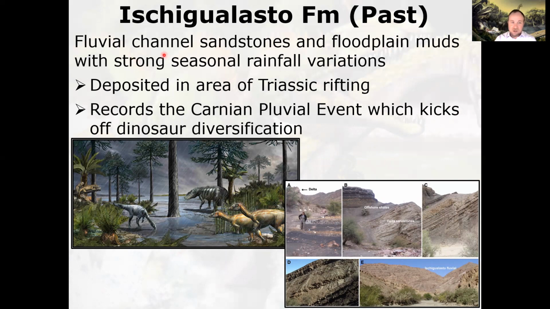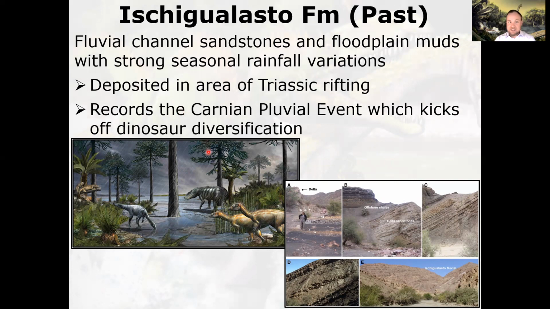We also see a strong seasonal rainfall variation. How can we recognize that? Well, again, you kind of see a cyclicity of this sedimentation here. And the Ischigualasto Formation is deposited in an area of Triassic rifting. This is something that we saw in North America with the Newark Basin in southern New York. These Triassic sediments are preserved because they were downdropped as Pangea was rifting apart, as Pangea was diverging apart. These basins downdropped, sediment infilled, and dinosaurs lived in here.